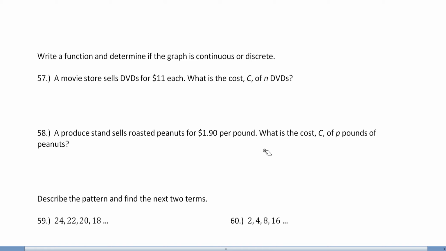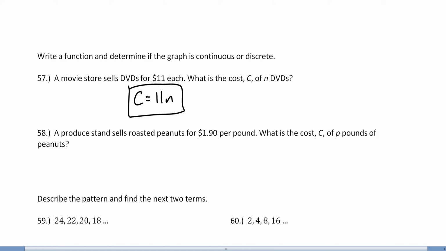This one says write a function and determine if the graph is continuous or discrete. And so this first one, it says a movie store sells DVDs for $11 each. What is the cost C of N DVDs? So the cost would equal $11 per DVD, which is N. And when we look at this thing, this is my equation.